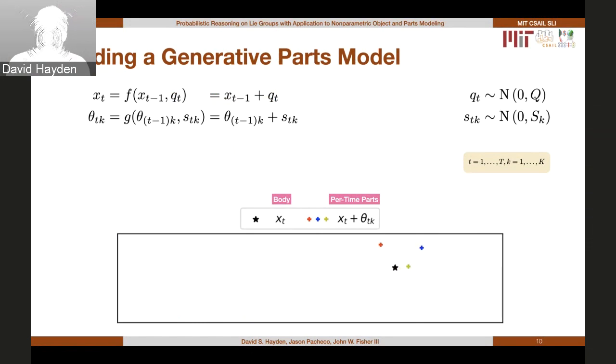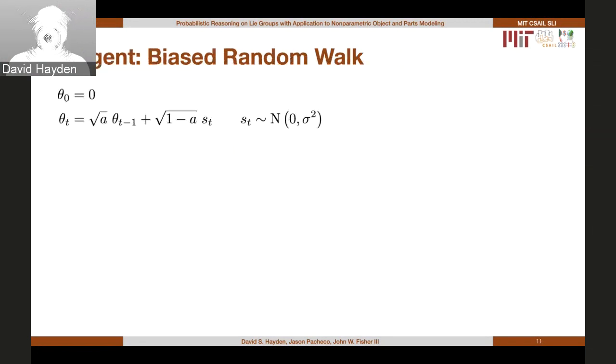But the problem is you can see that these little diamonds, these parts, they can wander arbitrarily far away from the body frame of reference. And we don't want that because in a parts model, the parts generally stay relatively close to the body, even if they can move smoothly. We go on a little tangent here and talk about a biased random walk.